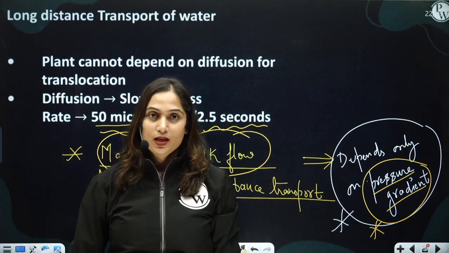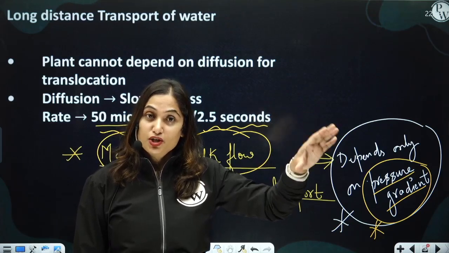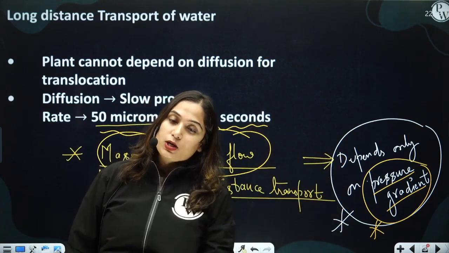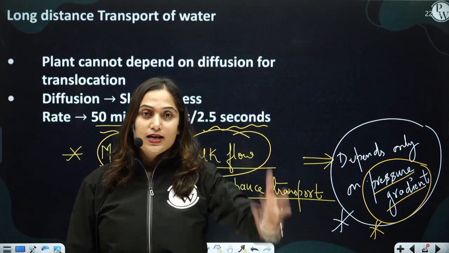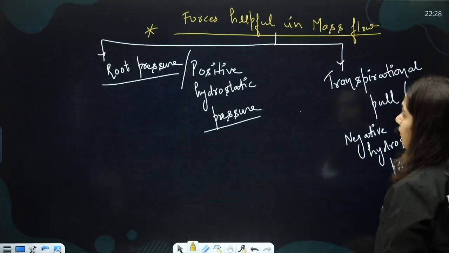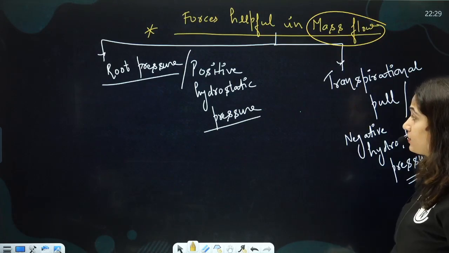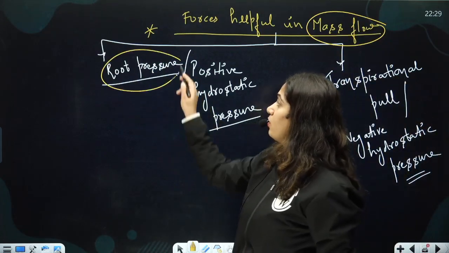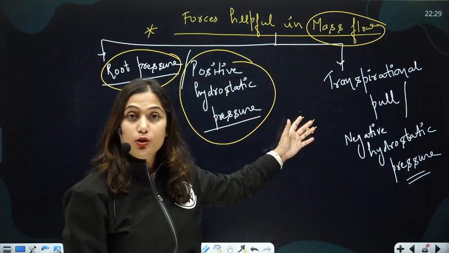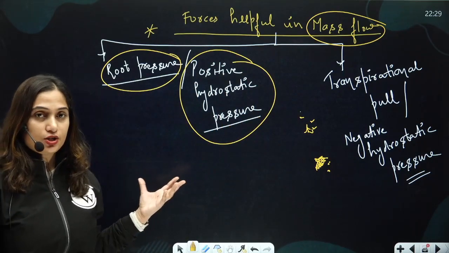This is mass flow. Likewise, in plants, we create a pressure difference between 2 points, and the water and the things dissolved in water get transported in this flow called mass flow. Okay? So we have two kinds of forces which are helpful in mass flow in plants. One is the root pressure or the positive hydrostatic pressure, and the other force is the transpirational pull or the negative hydrostatic pressure.